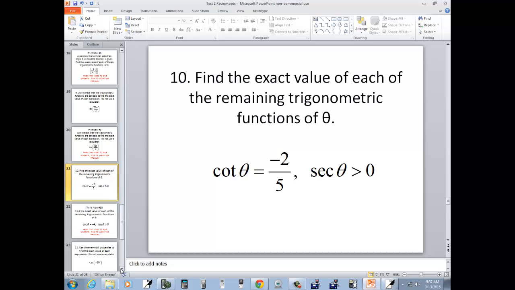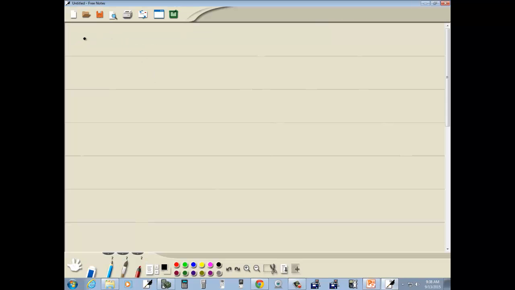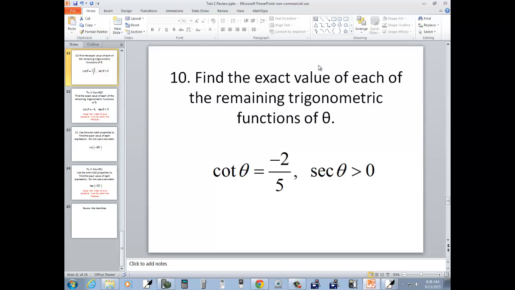And let's take a look at this problem. We got cotangent of theta is equal to negative 2/5, and secant is greater than 0. And I want to find the exact value of each of the remaining trig functions.